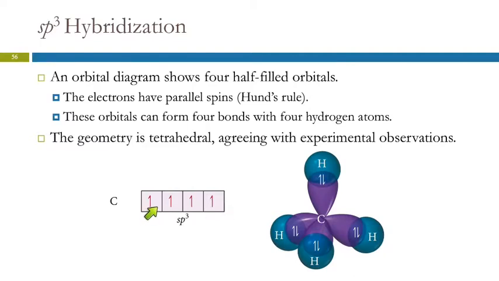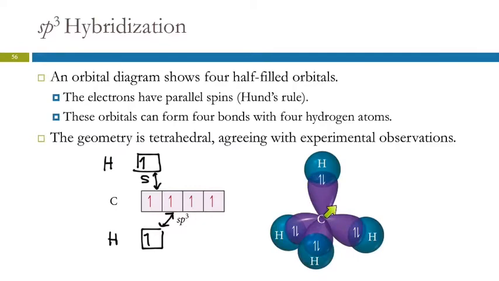Again, we have the parallel spins here because of Hund's rule. Now we have 4 orbitals that are half filled, and each of those can overlap with an s orbital from the hydrogen. So let's add in hydrogen, and its orbital diagram is just going to be this 1s. It only has the 1 electron. So these 2 can overlap, and then we can have another hydrogen that's half filled, and that can overlap with this one. Do you get the idea?